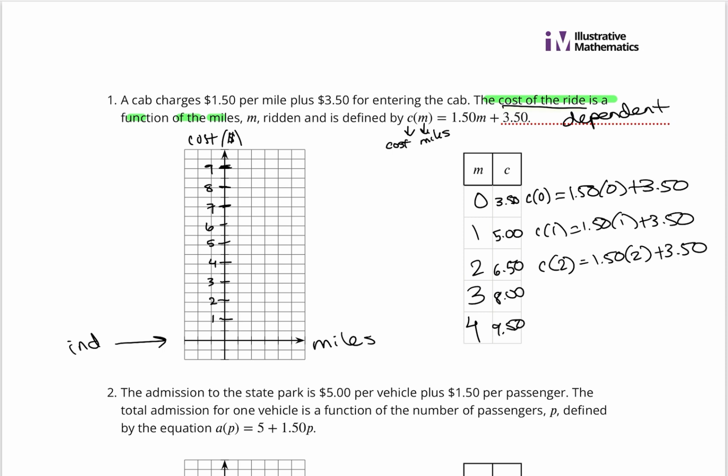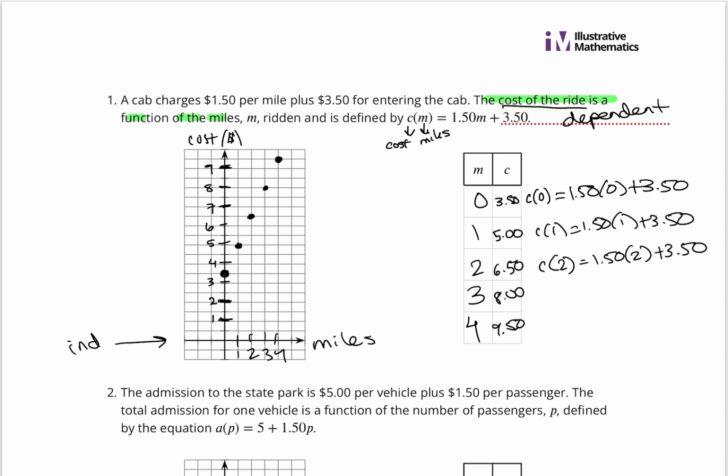All right, and now I can graph my points. If I travel 0 miles, it's going to cost $3.50, which is a point right here. 1 mile would cost $5. These are going by ones. 2 miles is $6.50. 3 miles is 8. Is that right? Yep, there we go. And 4 miles is $9.50. So I can see there's my points. Linear, looks right to me.